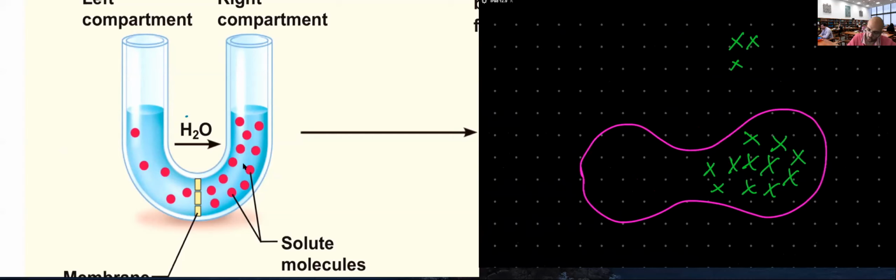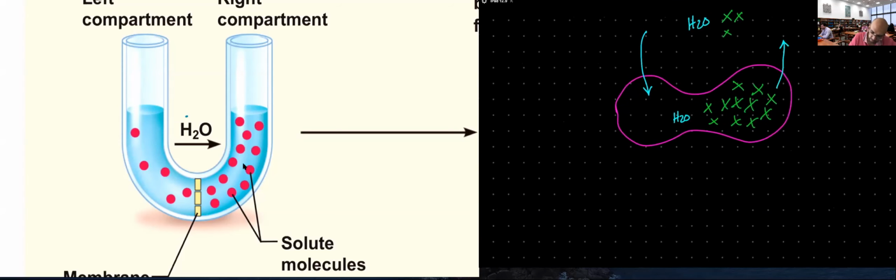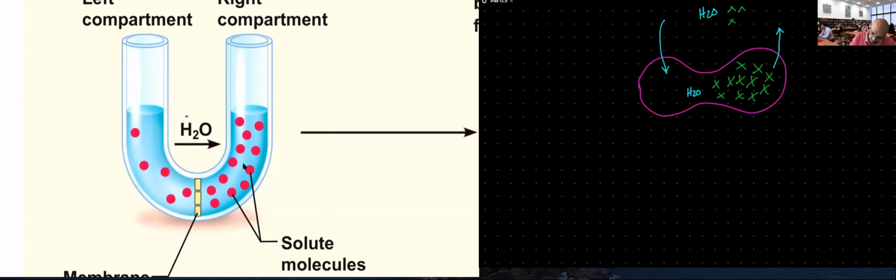So where is the low solute? Outside. Where is the high solute? Inside. So where is the water going to be moving, inside or outside? The water is going to be moving towards the inside. So what's going to happen if the water did move inside the cell? The cell will be swelling.